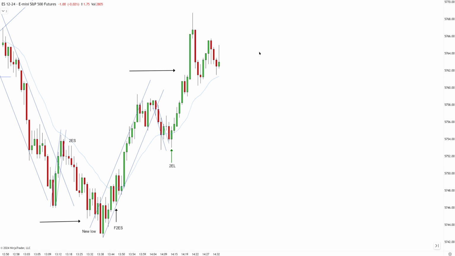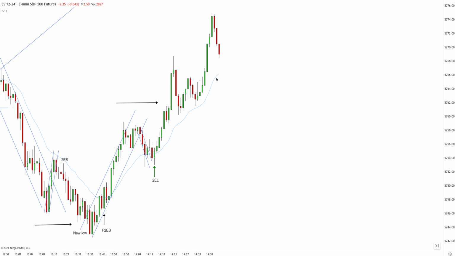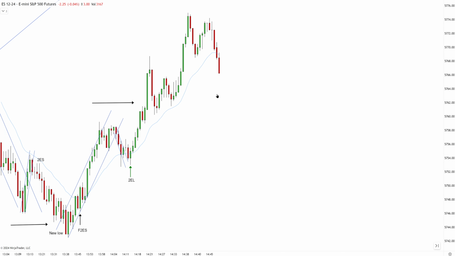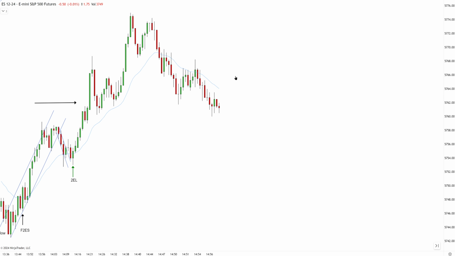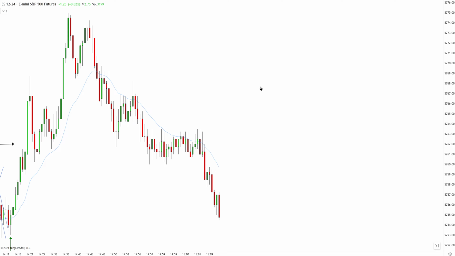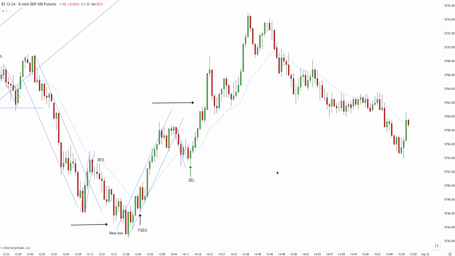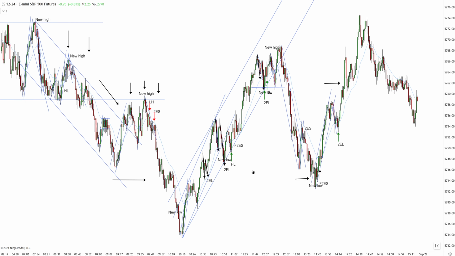Market keeps pushing higher. It looks like there's a wider channel, but it was too late. Market was about to close. Traders are taking profit, and the market is just going sideways towards the close. So this is the overall structure for today. Very, very good price action.